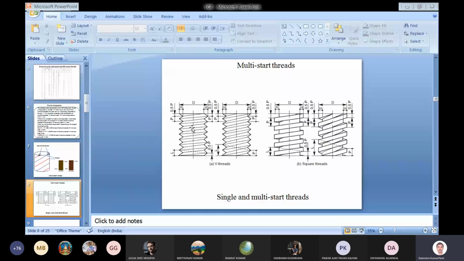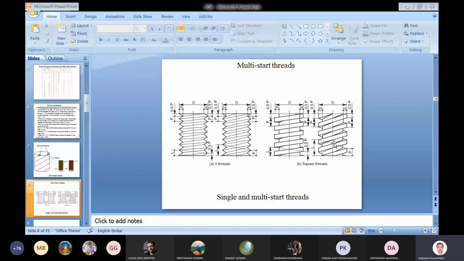And if we consider this second figure, we can see the lead is twice the pitch. So this is the case of a double start thread, where the lead is twice the pitch. And similarly, where we have square threads, in the same way we have lead and pitch equal for a single start, and for double start the lead is equal to double the pitch.